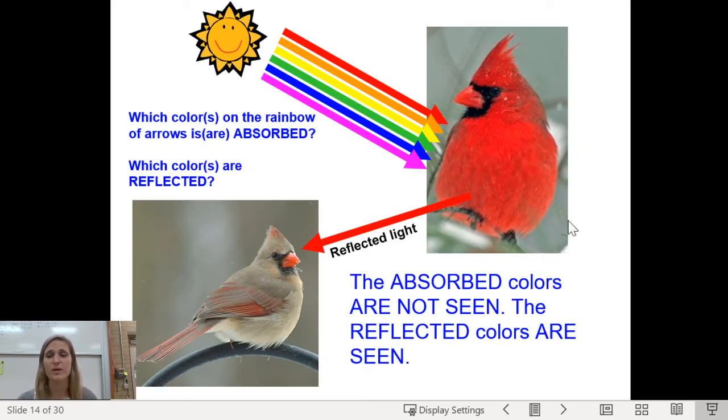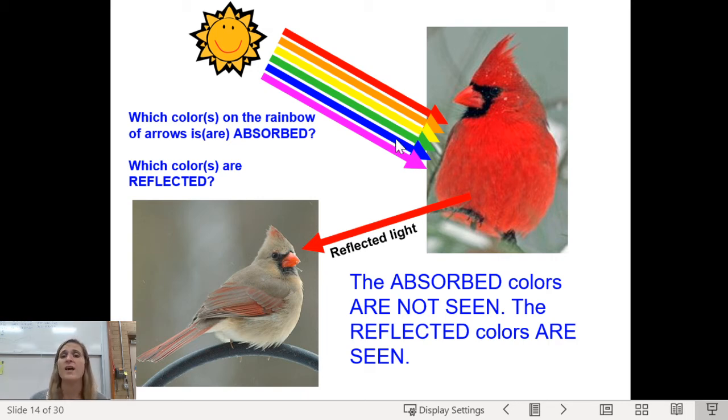So we're going to do an example now of this red bird. The absorbed colors are not seen. The reflected colors are seen. These are the two questions that you want to be thinking about right now. Which colors on the rainbow of arrows are absorbed by the red bird? Think about it for a second. And which colors are reflected by the red bird based on what you see at the bottom? So what colors are absorbed and what colors are reflected?